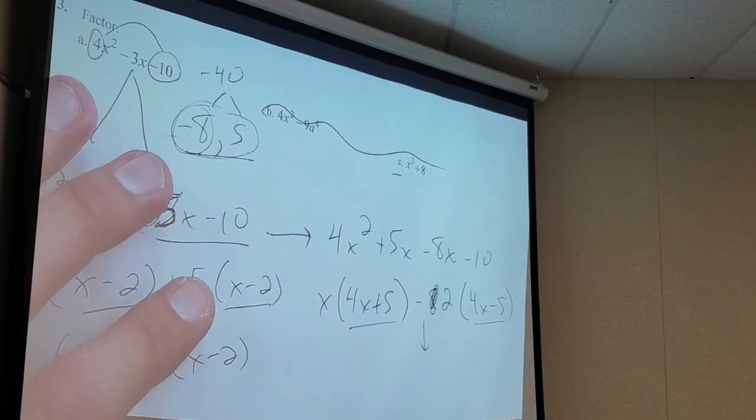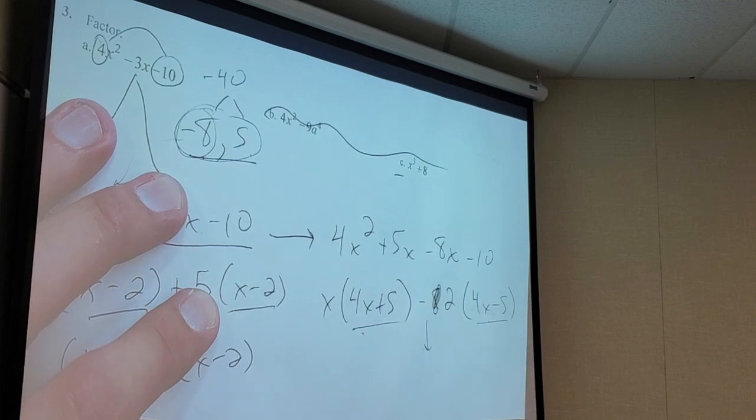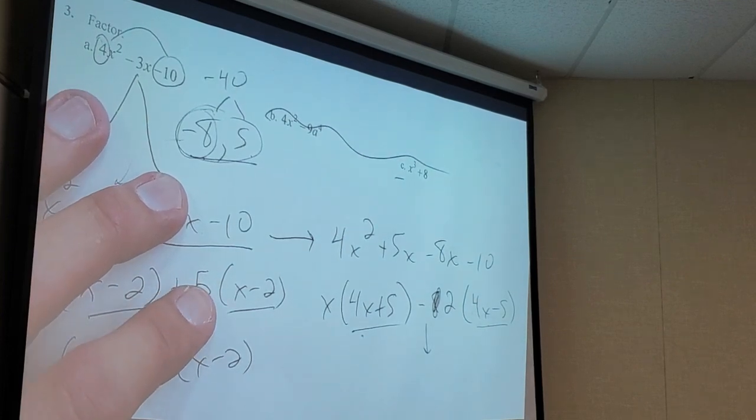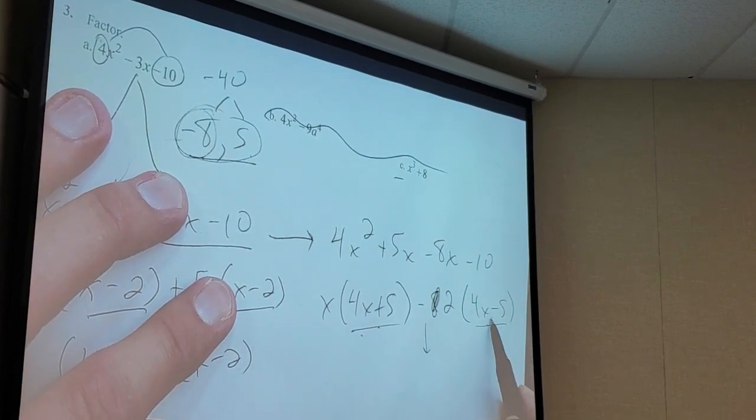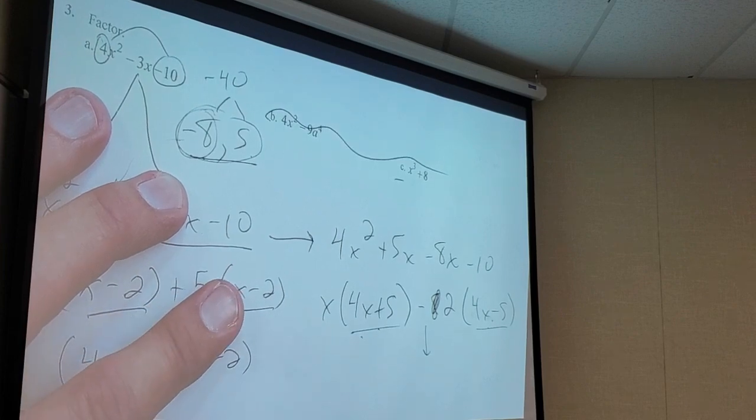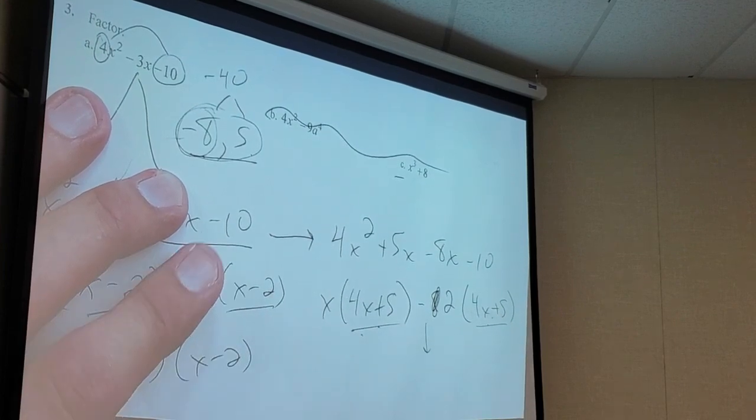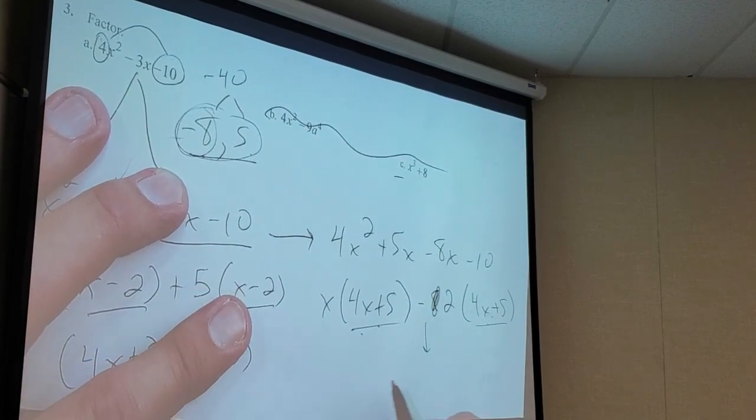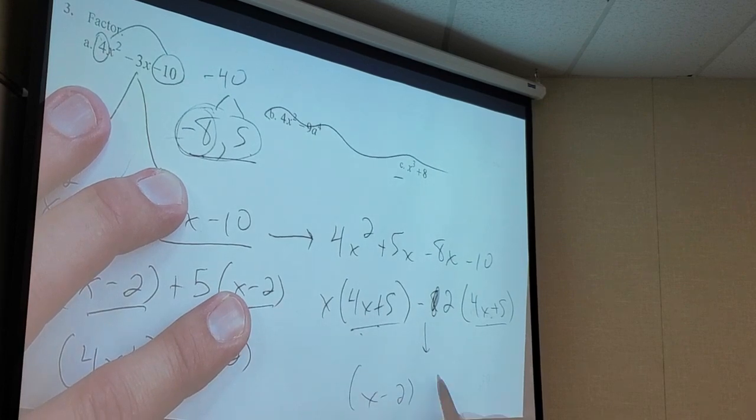The next step is impossible unless they both have something you can take out. Does that make sense? So if these two are not the same, something went wrong. The most common mistake is a sign mistake. Now I can do x minus 2 times 4x plus 5.